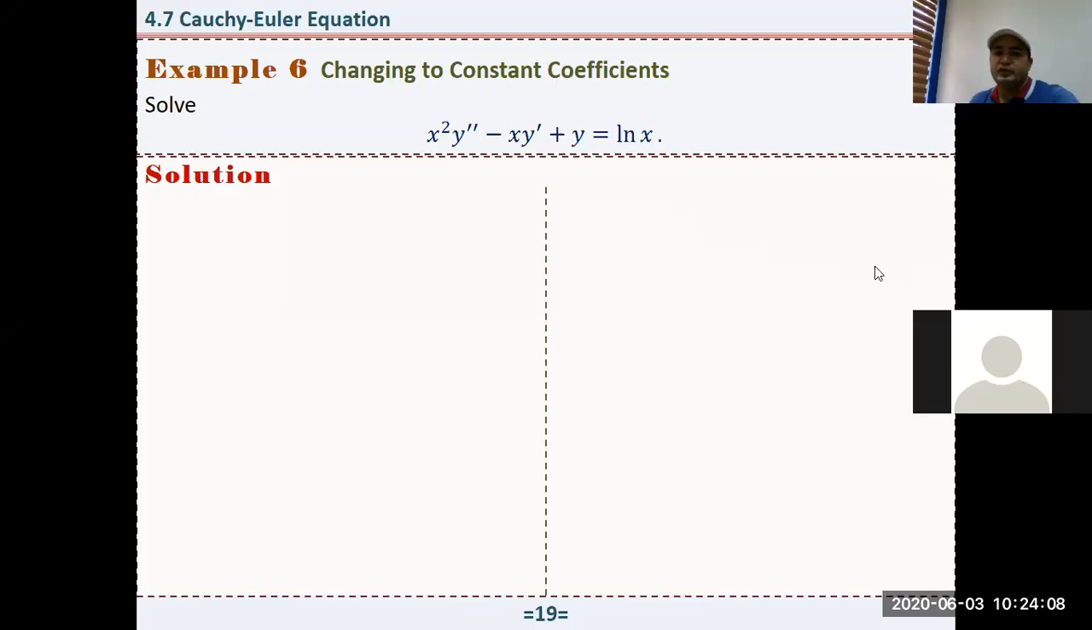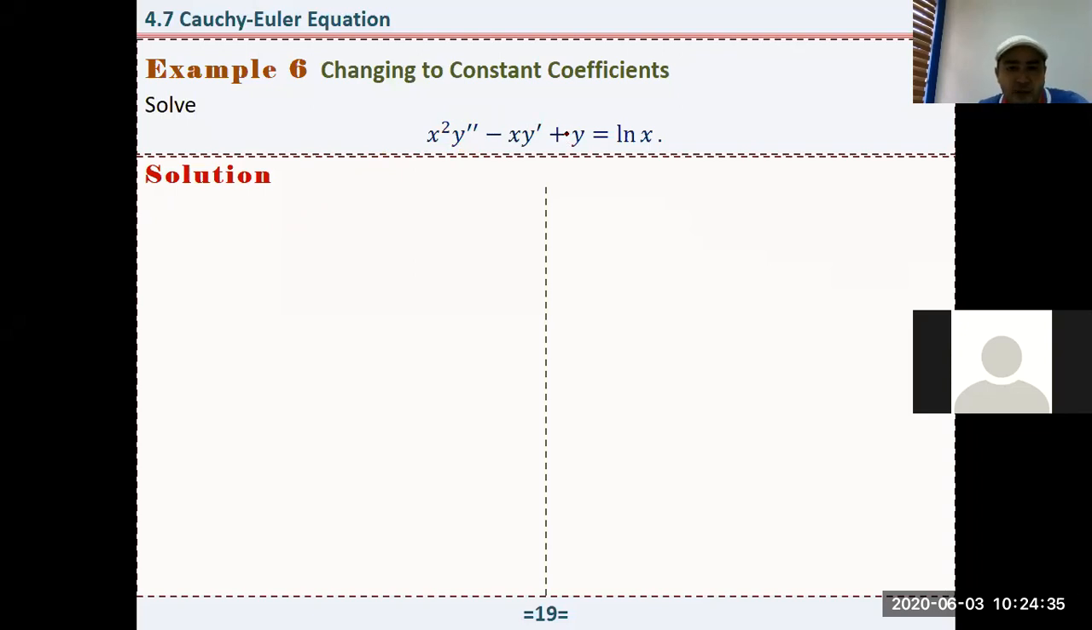So, changing to constant coefficients. At first glance, as you see, this is also a Cauchy-Euler equation, right? Because of the matching between the degree of x here and the order of the derivative of the function y here. The order is 2 here, and the degree of x is 2. Here it is 1, 1.